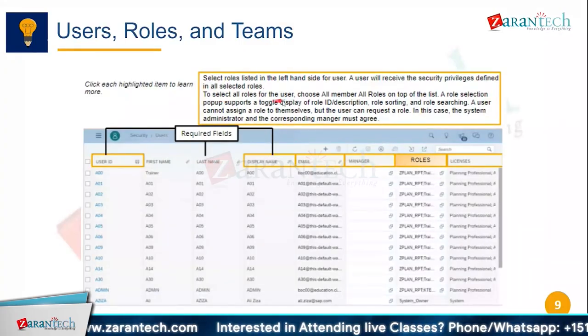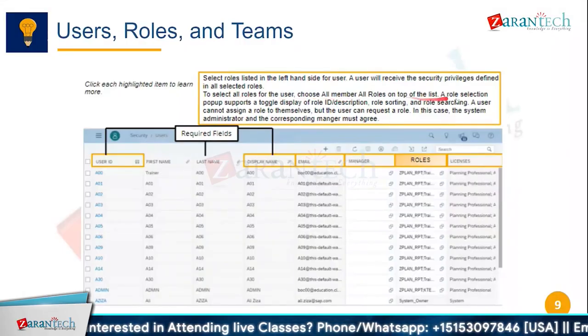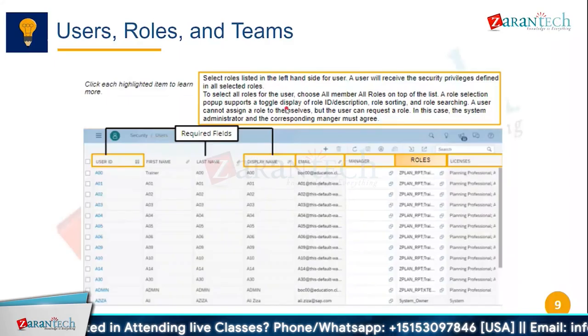In order to select all roles for the user, you can select all members. If you want to give all the roles, you can choose all at the top of the list, or you can select individually. A multi selection will be available. A role selection pop-up supports a toggle display of role ID and description, role sorting, and role searching.